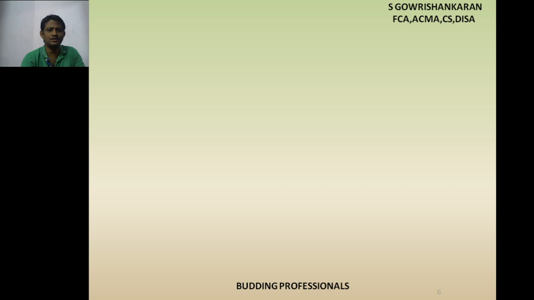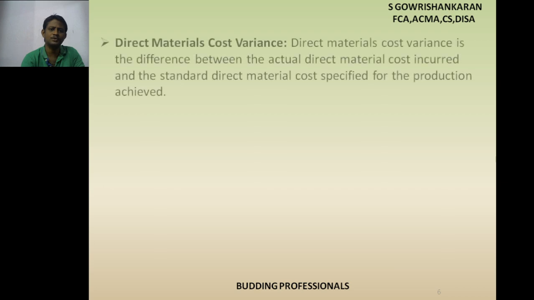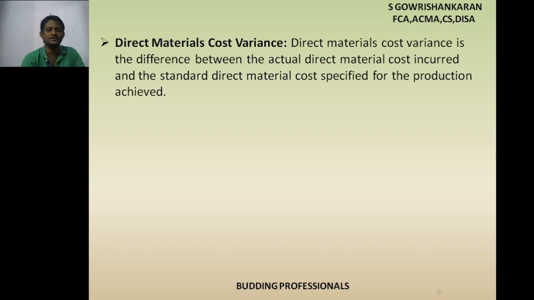So first of all, we will cover the material variances, related formulas, and we will work out the problems also. Then we will go to the labor variances. So now we have to discuss the variances under the material. What is the first one? Direct material cost variance. What is this direct material cost variance?